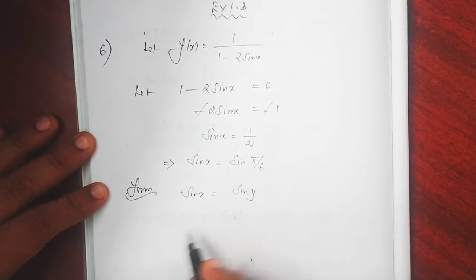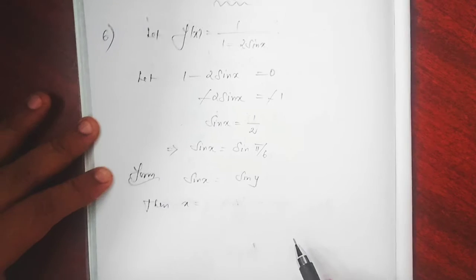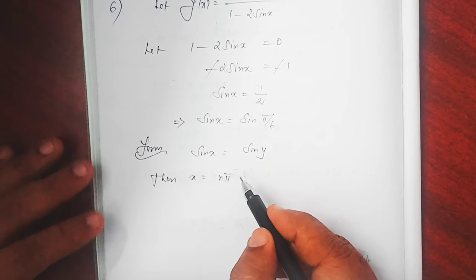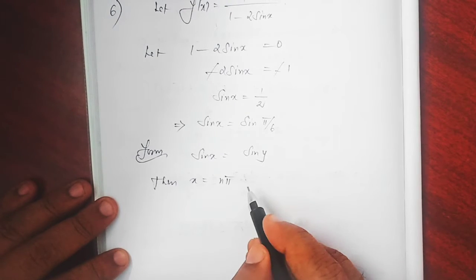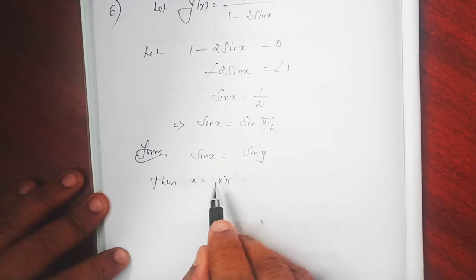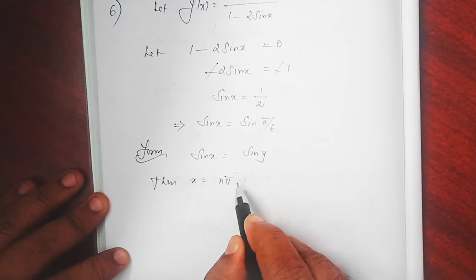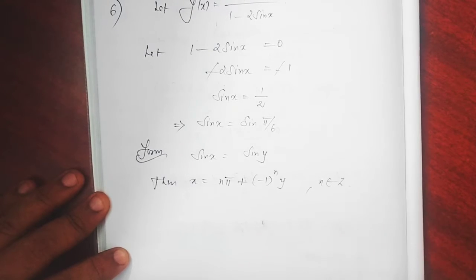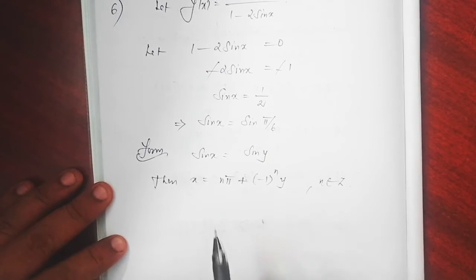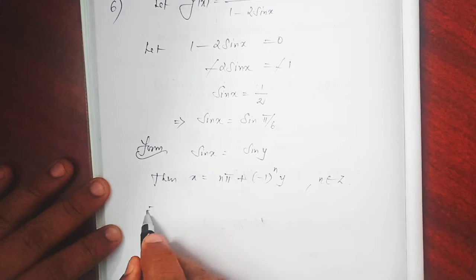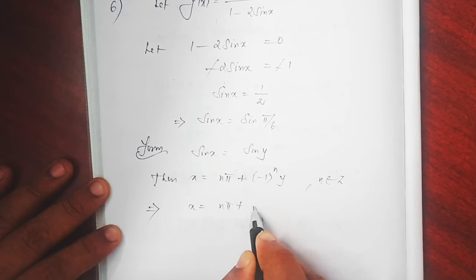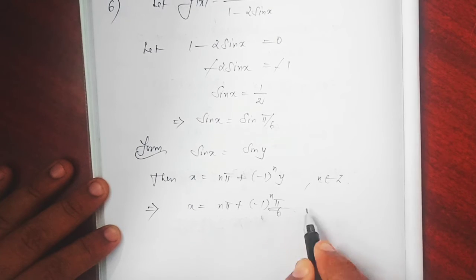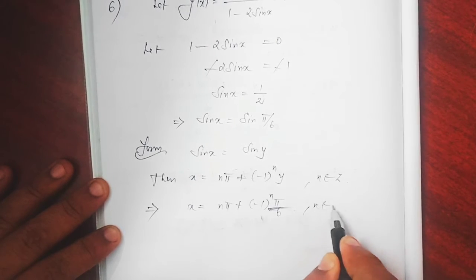If sin x equals sin y, then x equals, there is a general equation you will be studying elaborately when you learn the chapter trigonometry, which will be taught later on. You just listen, sin x equals sin y, this is a general solution, x equals n pi plus minus 1 whole power n into y, where n belongs to set of all integers. So, which implies x equals n pi plus minus 1 power n y. That y can be replaced by pi by 6. Here, n belongs to set of all integers.